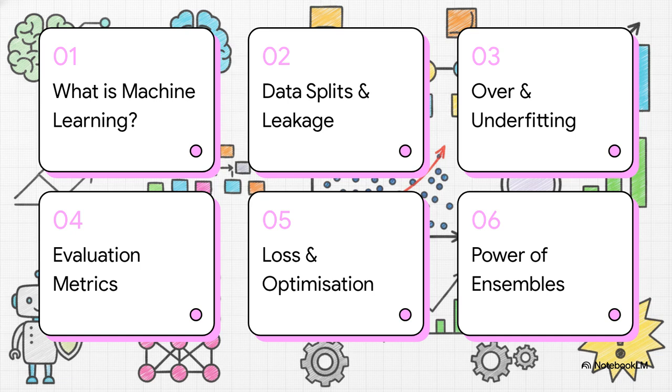Okay, here is our syllabus for today. Section 1, what is machine learning? Section 2, data splits and leakage. Section 3, overfitting and underfitting. Section 4, evaluation metrics. Section 5, loss and optimization. And finally, Section 6, the power of ensembles.